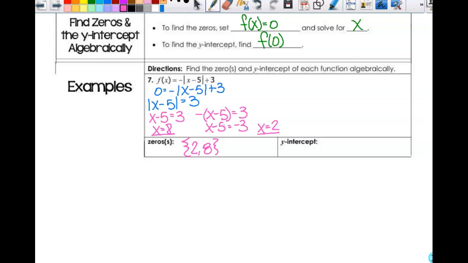Anything else? All right, so then I also need to find f of 0. So that's equal to negative absolute value of 0 minus 5 plus 3. All right, so 0 minus 5 makes this negative 5. The absolute value of negative 5 is 5, but then I have to multiply by that negative 1, so it's still a negative 5 plus 3, so I get negative 2. This says y-intercept, so it is an ordered pair. So it's (0, negative 2).